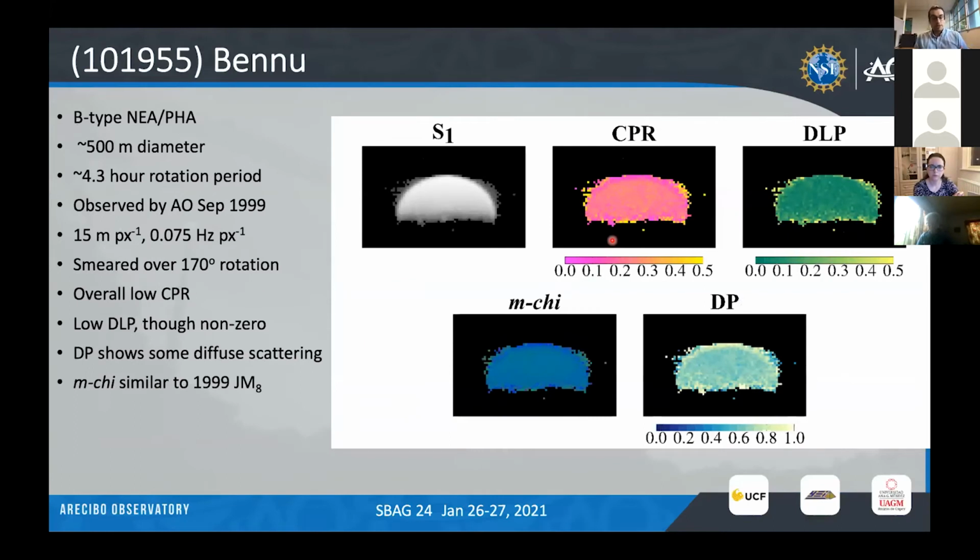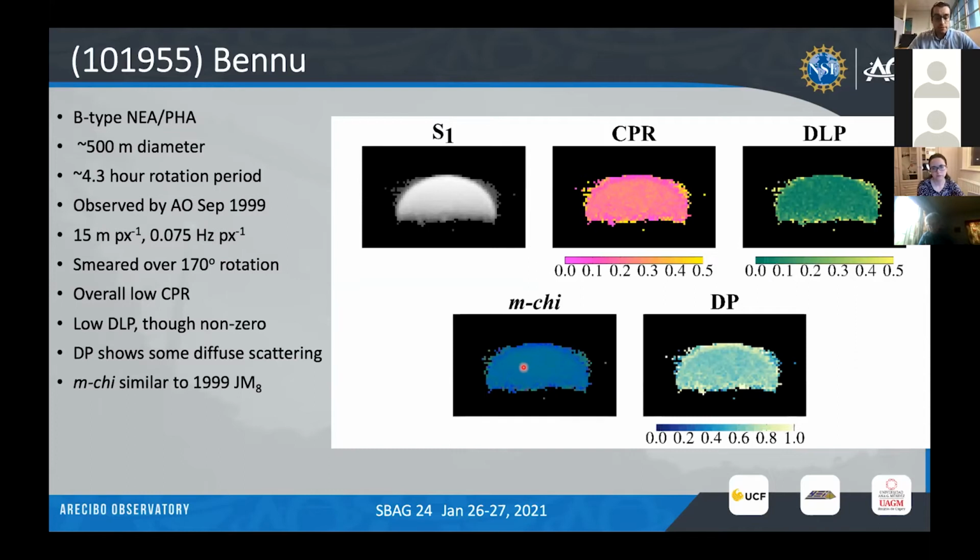When we analyzed Bennu, we did something slightly different, where we averaged all radar data over roughly half of a rotation of Bennu. What this did was average all those radar scans so that we look at the average radar scattering properties across the surface, as opposed to analyzing one specific orientation. And what we see is very low CPR, similar to the disk-integrated CPR value that I introduced at the very beginning of this talk. And similarly, very low linear polarizations, although I should note that these are non-zero values.